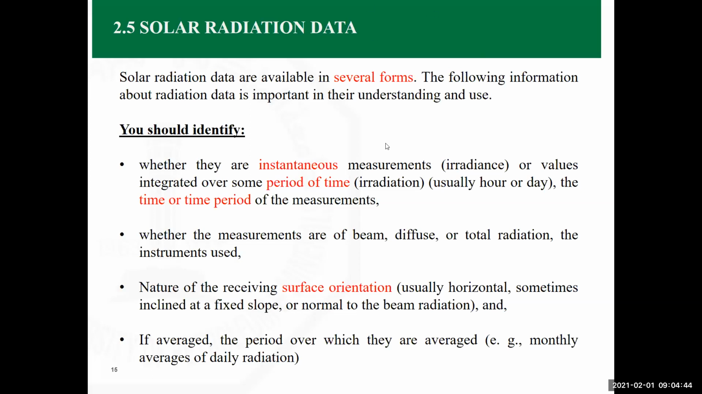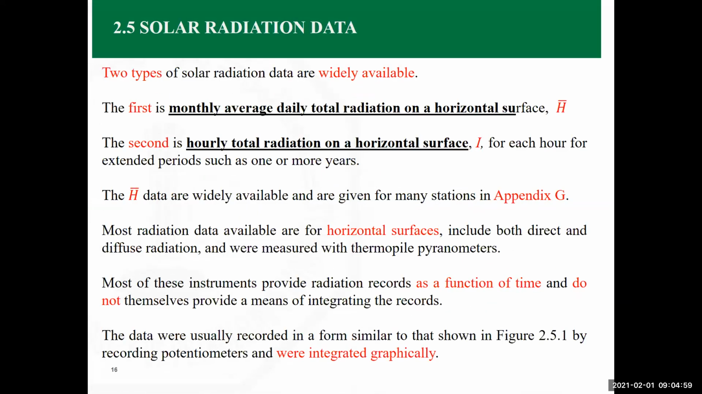Why is that? Because you can find this combination available. You can find data that are hourly, data given as instantaneous values, daily, or monthly, and each one of them may have its own application. The two types that are widely available are the monthly average daily total radiation on a horizontal surface and the hourly total radiation on a horizontal surface, for each hour or for a more extended period of time than that. The H values, which are the monthly average radiation, are available, and you can find some of them in Appendix G.